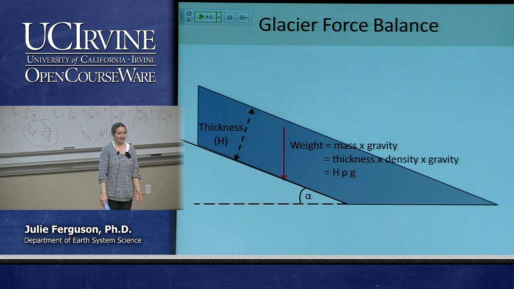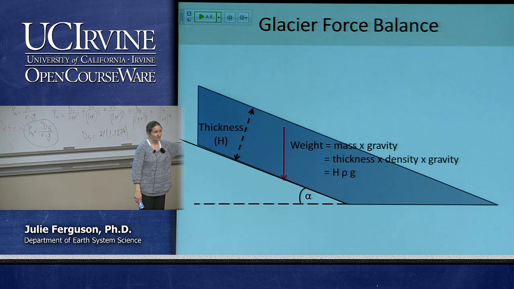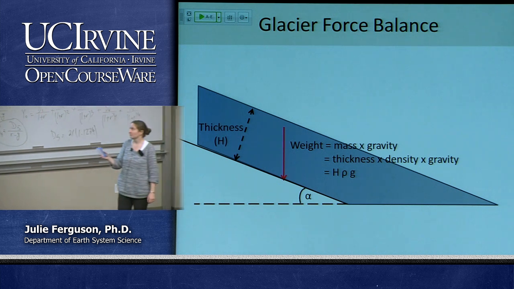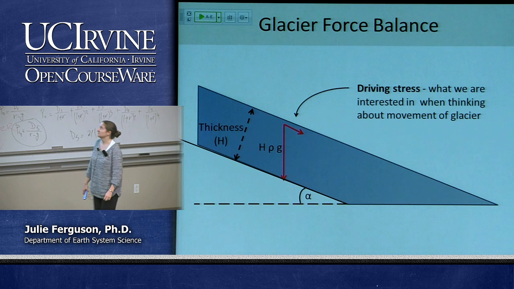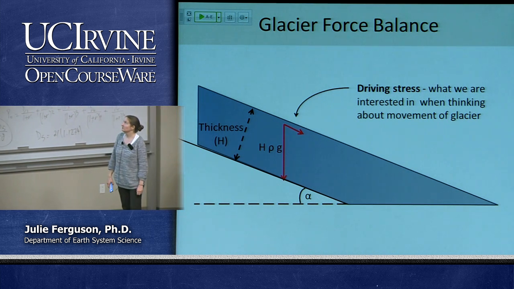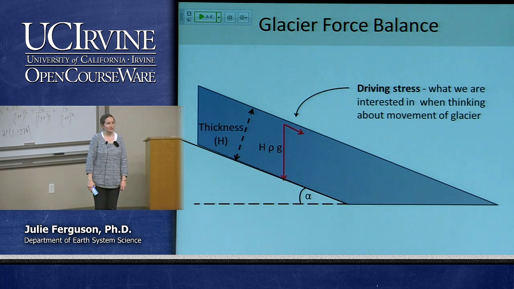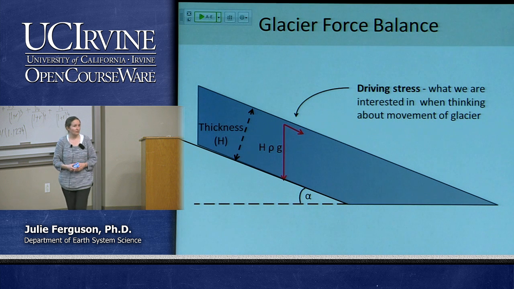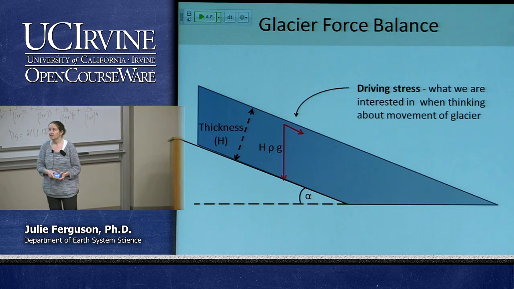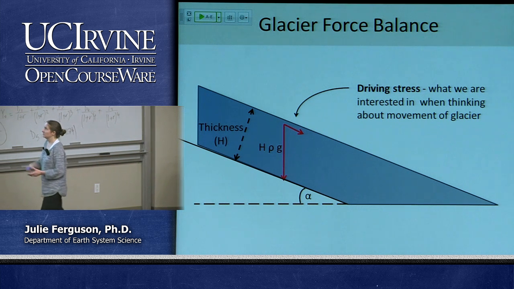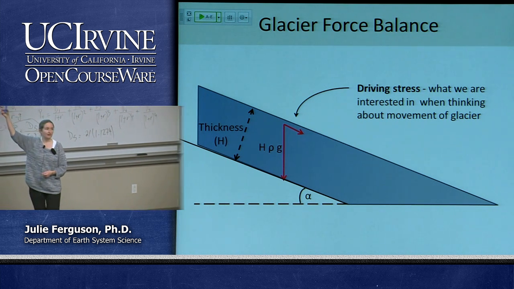So that's all very well, and that's what's pulling it straight down. But we're not necessarily interested in the force that's going straight down. We want to know what's going sideways, don't we? Because that's what's going to get our glacier to move. So what we're actually interested in is that part of it, and we call this the driving stress. That's what tells us whether our glacier is actually going to move or not.